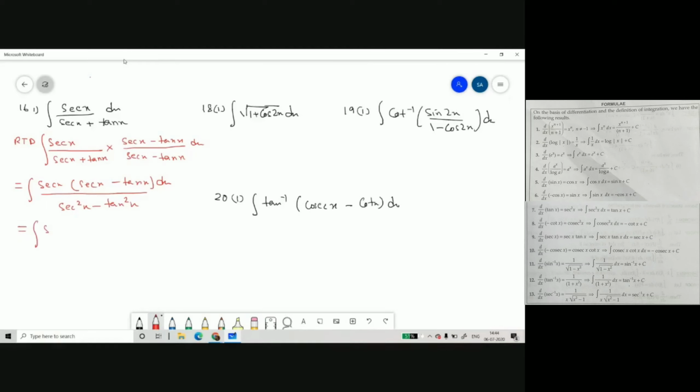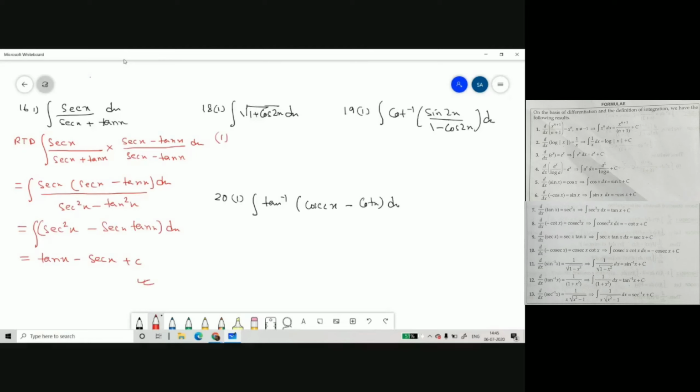Which means this becomes sec square x minus sec x tan x dx, because in the denominator sec square x minus tan square x is 1. Now integration of sec square x is tan x, minus sec x tan x is sec x, plus c. Done. Look at 18 part 1.